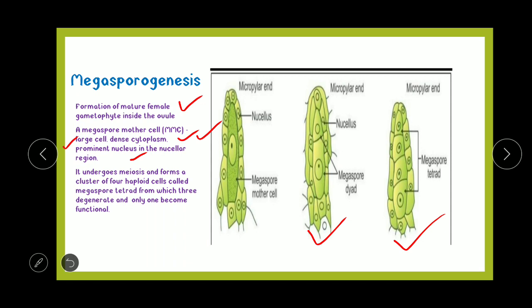So a megaspore, like a microspore, is formed by meiosis. That's why the megaspore mother cell is diploid in nature, and the megaspore dyad and megaspore tetrad cells are haploid in nature. It undergoes meiosis and forms a cluster of 4 haploid cells called the megaspore tetrad, from which 3 degenerate. These 3 cells degenerate only to provide more reserve food material to the one existing megaspore, and only one becomes functional.